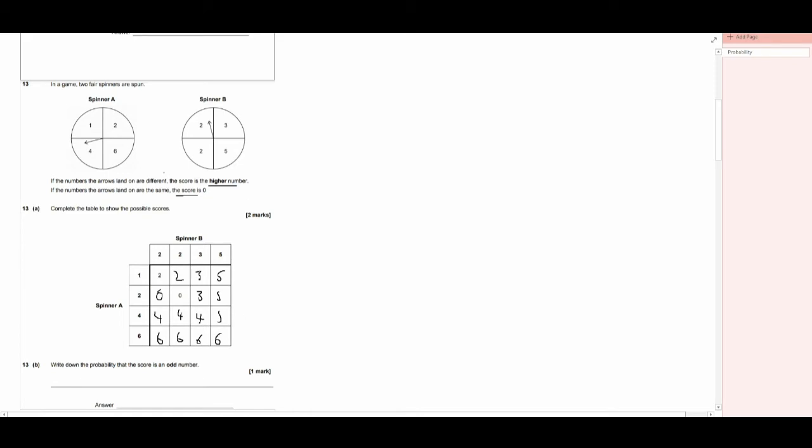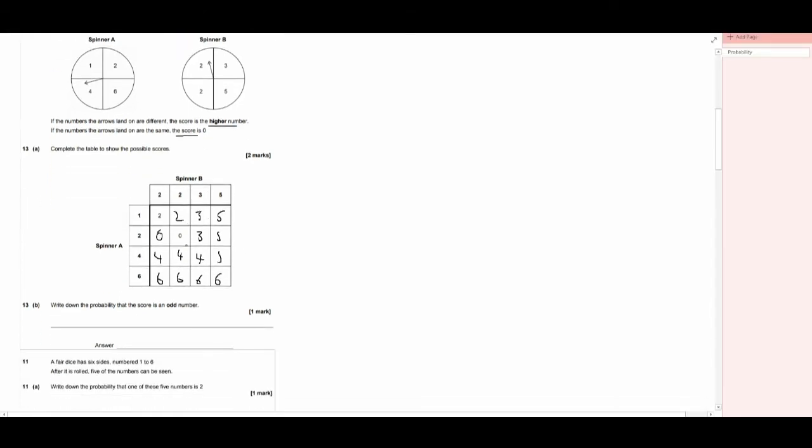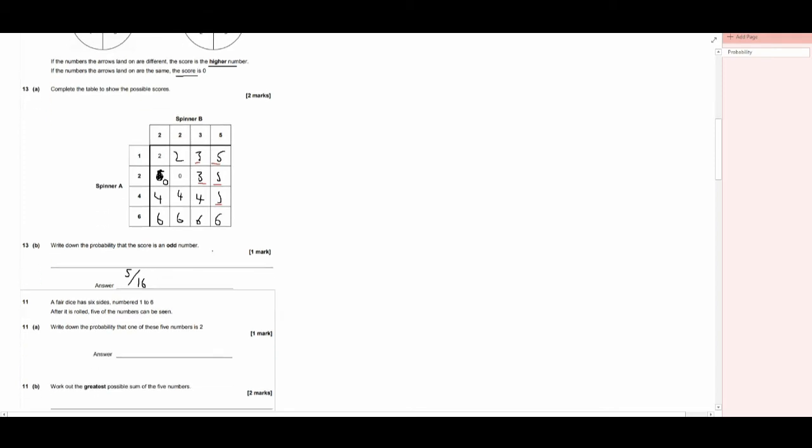Write down the probability that the score is an odd number. So same thing here. I have to go through and find, let's make this a little bit clearer. This is a 0 because it's a 2 and a 2. 0. So we go through. Once again, we mark all the odd numbers. So we have 3, 5, 5, 5, and 3. This is all 6, this is all 4, this is all 2, this is all 0. 1, 2, 3, 4, 5. So our answer is 5 out of, remember, our possible 16. So 4, 4, 4, and 4 are 16 possible outcomes. 5 out of 16.